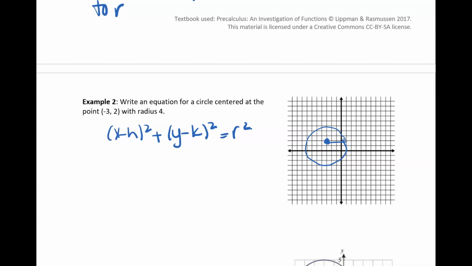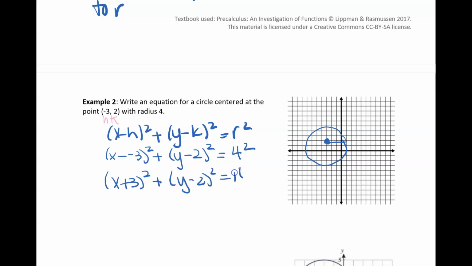And so we can see that (h, k) is your center. So this would be your h, k values. That would be x minus -3 squared plus y minus 2 squared equal to our radius of 4, so 4 squared. Cleaning that up, that gives me x plus 3 squared plus y minus 2 squared equal to 16. And that would be my equation of the circle.